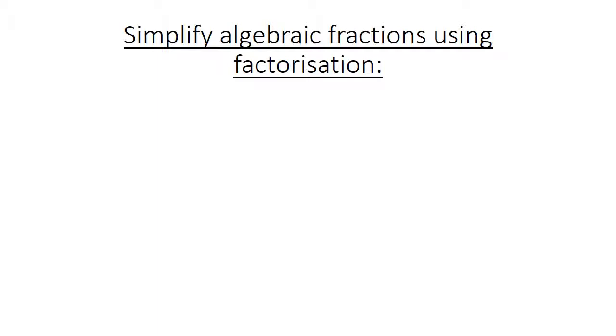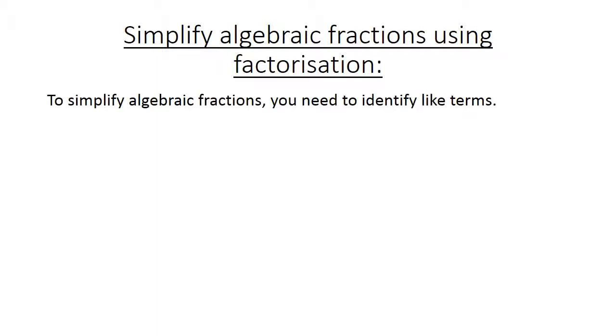Simplify algebraic fractions using factorization. To simplify, again, you need to identify like terms. We have 3g plus 3h divided by 33g plus 33h. The common factor on top is 3, and then in brackets g plus h. At the bottom, 33 in brackets g plus h equals 1 over 11.